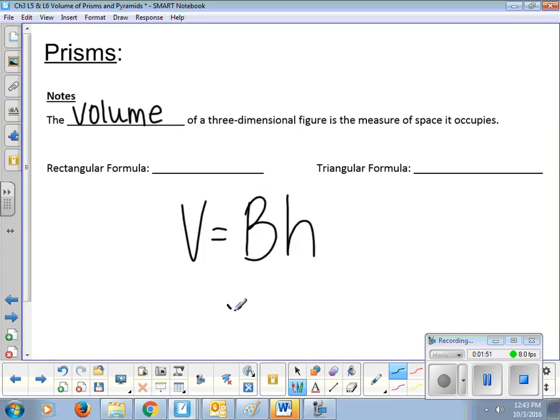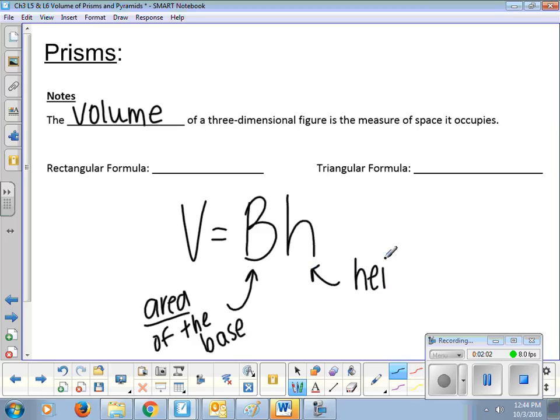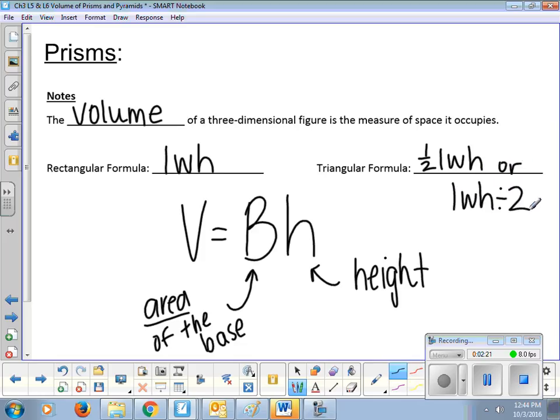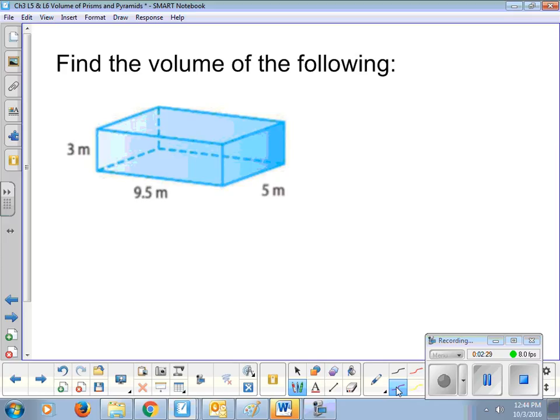For prisms, we always use the formula capital B times H. Capital B is our area of the base, and H is our height. If we have a rectangular prism, you can use the formula length times width times height. And if you have a triangular prism, you can use the formula 1/2 length times width times height, or length times width times height divided by 2. Since you have a triangle, when you do your capital B, you'll be using 1/2.